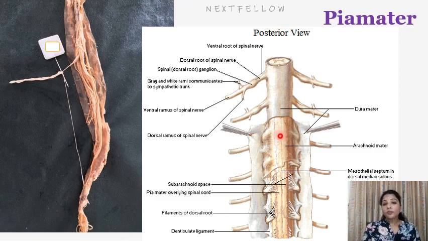And the last modification of the pia mater is called linea splendens. Linea splendens is present in the anterior median fissure, and it is a thickening of the pia mater present in the anterior median fissure, whereas the subarachnoid septum is present in the posterior median sulcus, and the filum terminale below the spinal cord, and ligamentum denticulatum on either side of the spinal cord. So these are the modifications of pia mater.